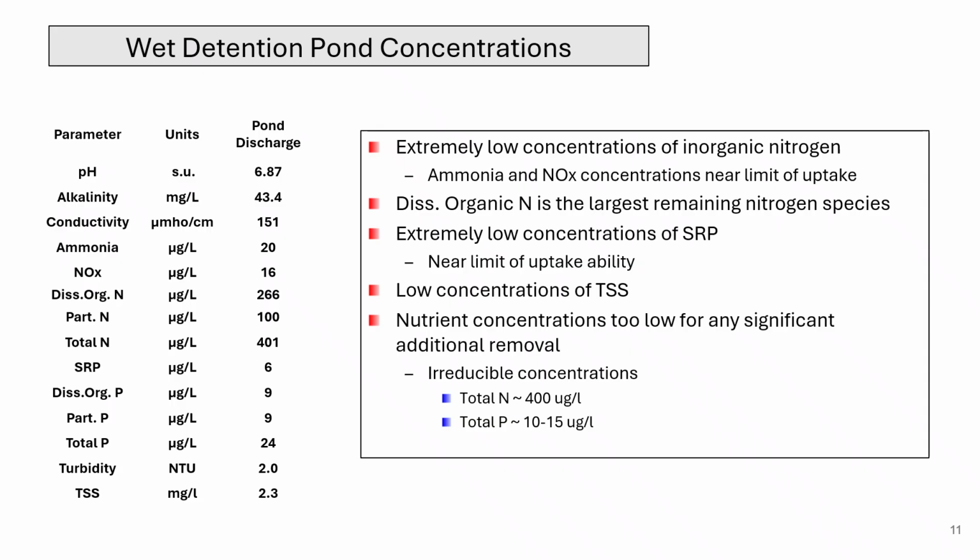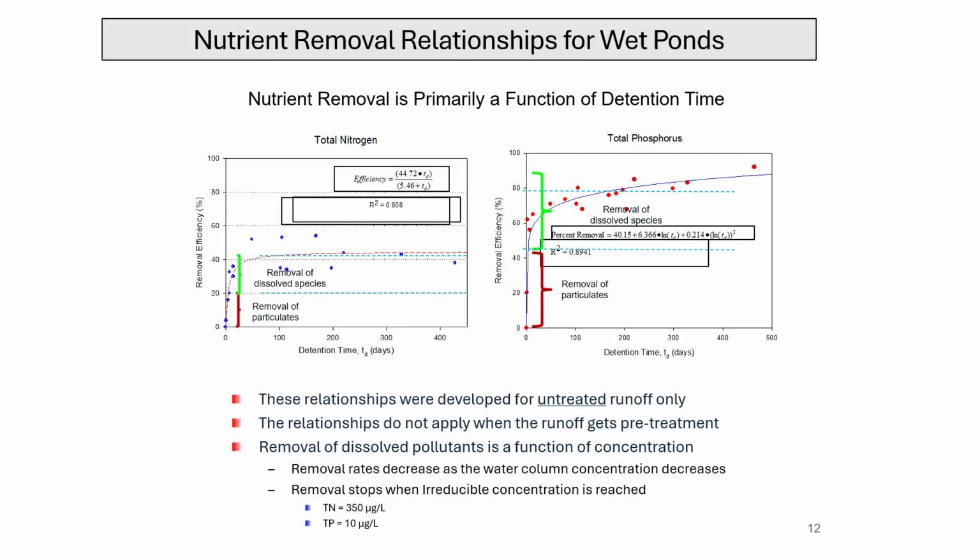What this means is that these nutrient concentrations are so low that the pond's treatment capacity for any significant additional removal is essentially exhausted. We refer to these as irreducible concentrations. For total nitrogen, we typically see levels around 400 micrograms per liter, and for total phosphorus, concentrations range between 10 to 15 micrograms per liter. Nutrient removal in wet ponds is primarily a function of detention time. When we talk about detention time, we're referring to the average annual residence time, which is essentially how long the water stays in the pond.